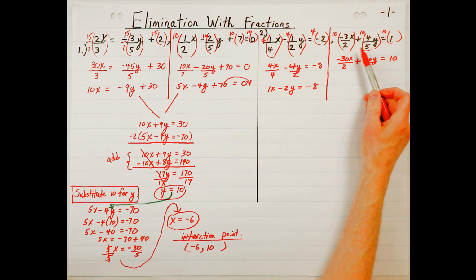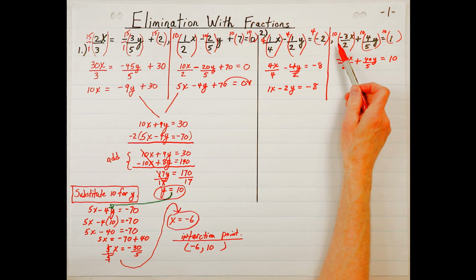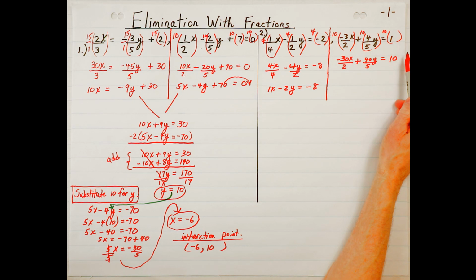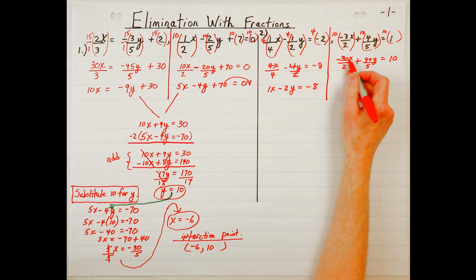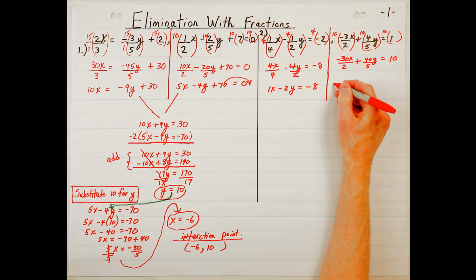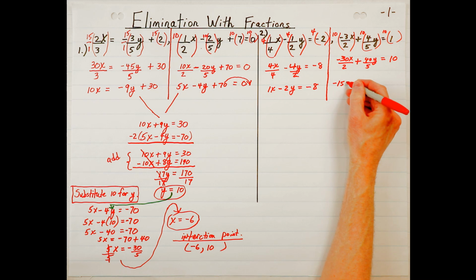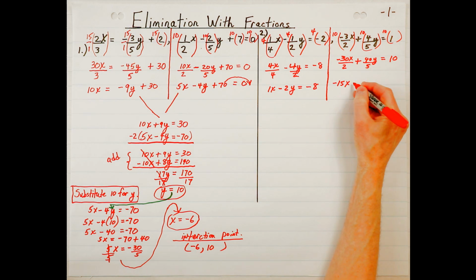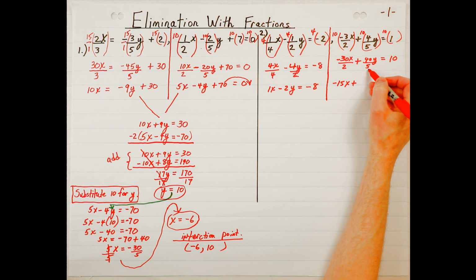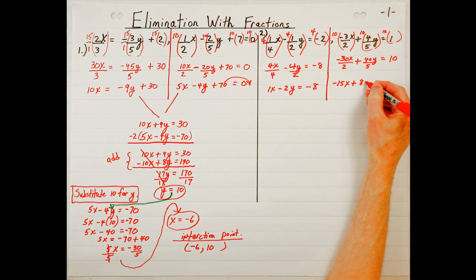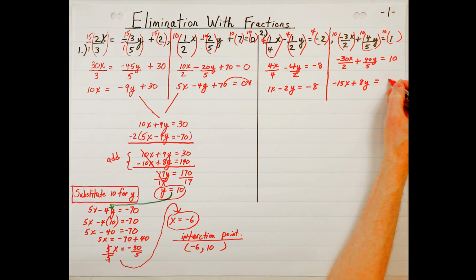So those are the first 2 steps. Find the LCD, multiply everything by the LCD. Third step, divide to eliminate the fractions. Negative 30x divided by 2 is negative 15x, plus 40y divided by 5 is 8y equals 10.